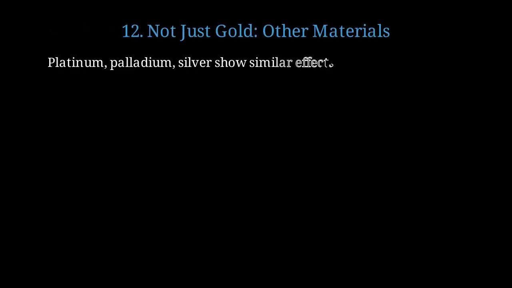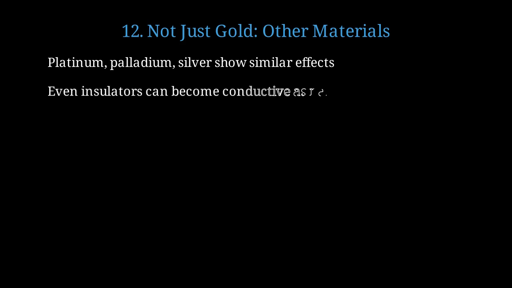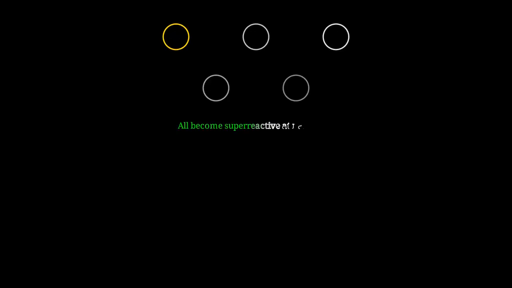This super-reactivity phenomenon isn't unique to gold. Many normally inert metals like platinum, palladium, and silver become highly reactive at the nanoscale. Materials that are insulators in bulk form can become electrically conductive when reduced to nanoparticles. The same principles apply across many materials, opening up a vast landscape of nanoscale catalysis.